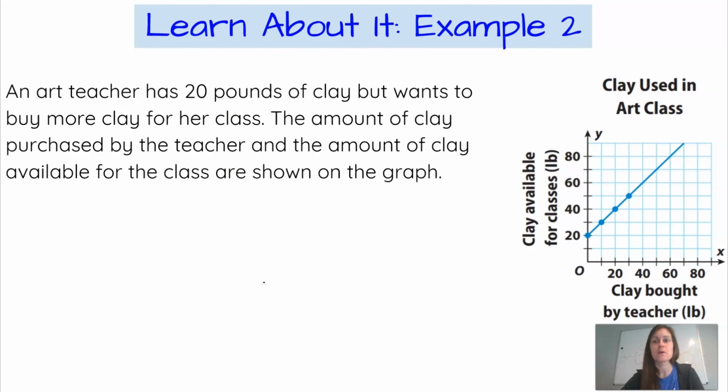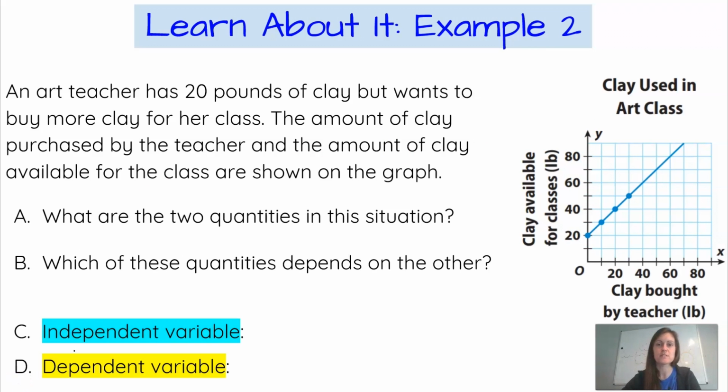In example number 2, we're going to be looking at a graph to help us identify the independent and dependent quantities. So let's take a minute and read the problem scenario and make some connections to the graph. An art teacher has 20 pounds of clay, but wants to buy more clay for her class. The amount of clay purchased by the teacher and the amount of clay available for the class are shown on the graph. So along the x-axis, I'm representing those values as the clay bought by the teacher in pounds. And on the y-axis, I'm representing that with the clay that's available for the classes. So it looks like as I increase the amount of clay bought by the teacher, the clay available for the classes is also increasing. And now I'm going to answer the same 4 questions as I did in example 1.